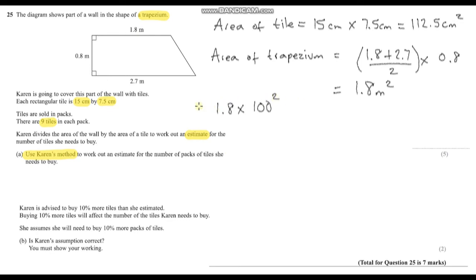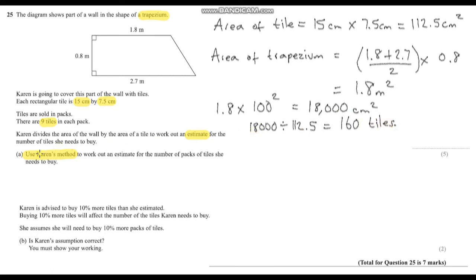Okay, so we're going to do 1.8 multiplied by 100 squared. I'm just going to do 1.8 times 100 times 100. And that gives us 18,000. So that is 18,000, and now that is in centimetres squared. Now we've calculated the area of the trapezium, we can work out the number of tiles she needs to buy by doing the area of the trapezium divided by the area of a tile. So we're going to do 18,000 divided by 112.5. Let me put that into a calculator. And we get 160. So she needs 160 tiles.